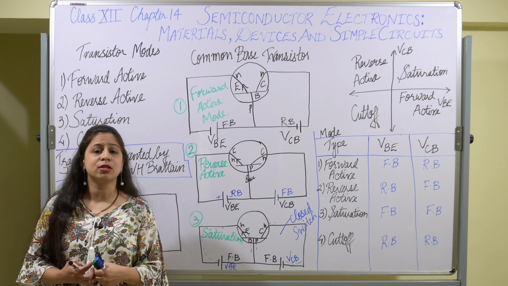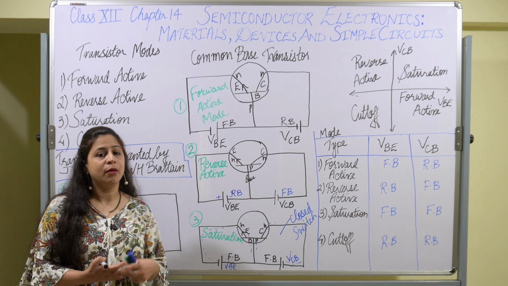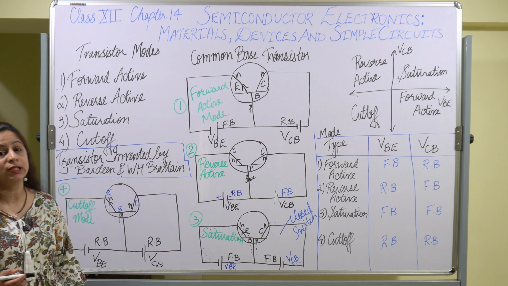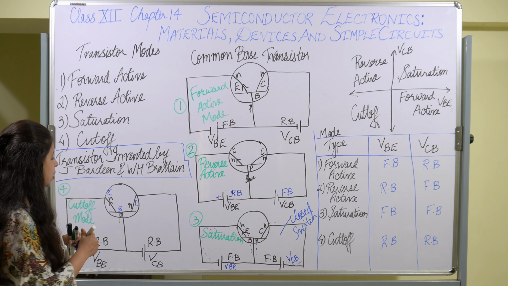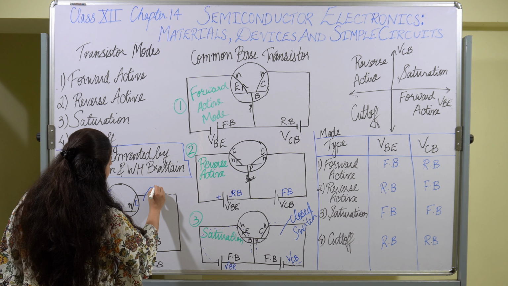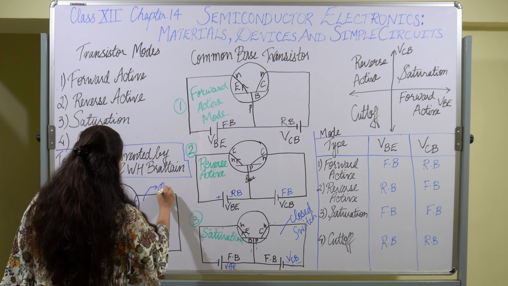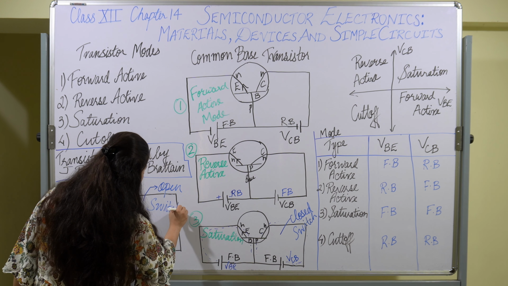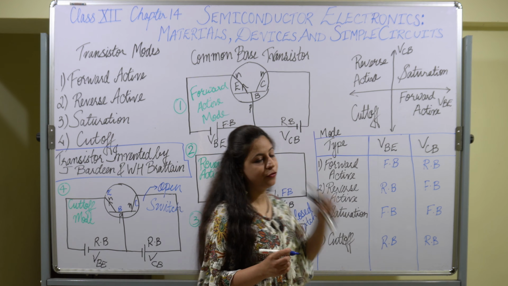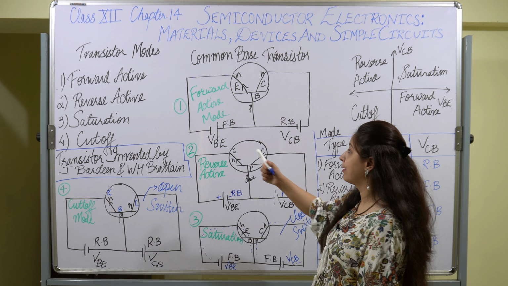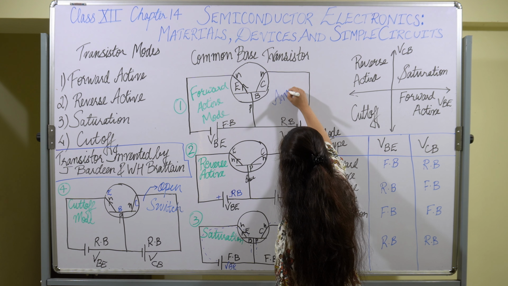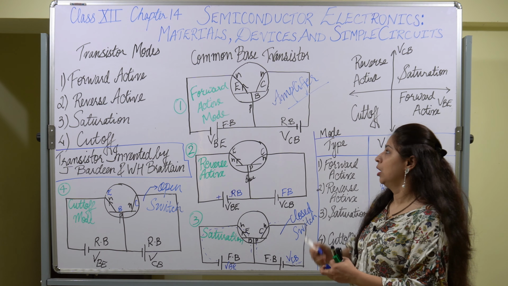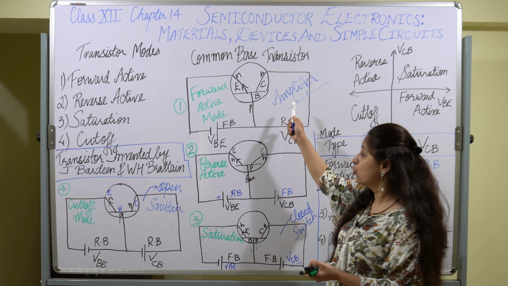In order to make my transistor work as an open switch, it should be connected in the cutoff region. So in this situation also my transistor works as a switch, and that too an open switch. And in the first mode, which is the forward active mode, it works as an amplifier. This is the best suitable mode for the transistor to work as an amplifier.